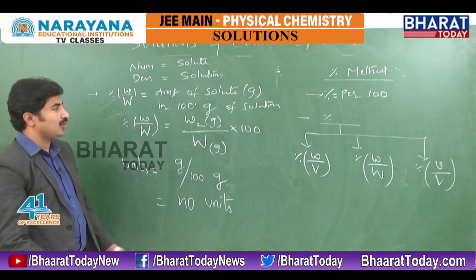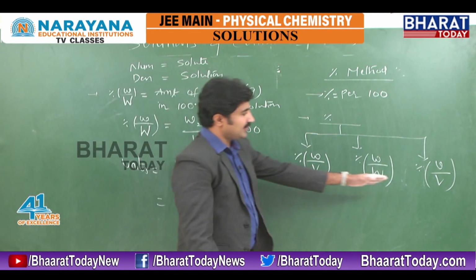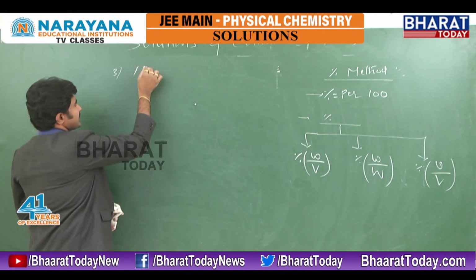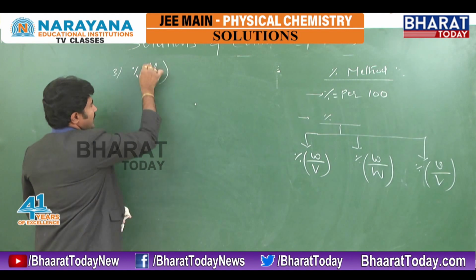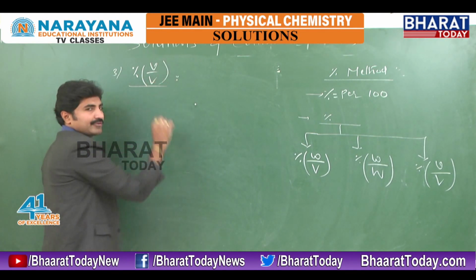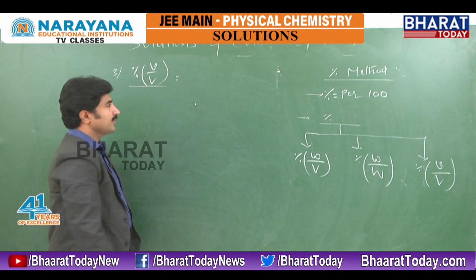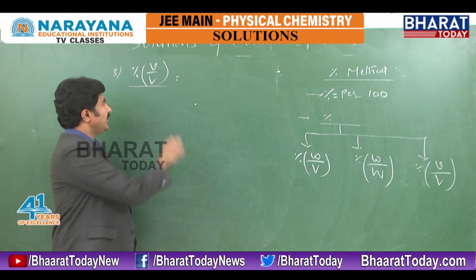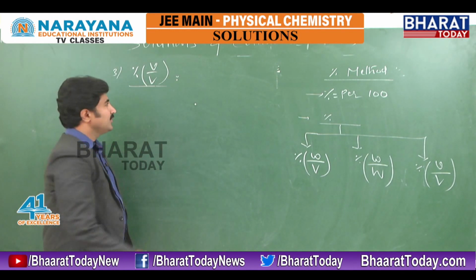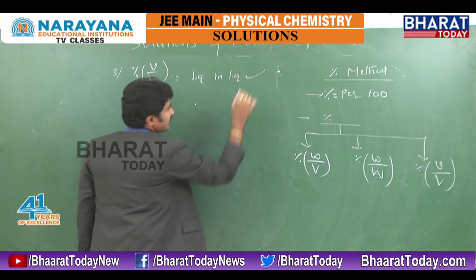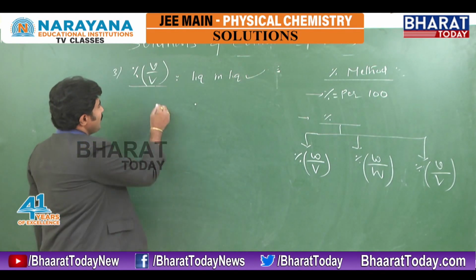Next, percentage volume by volume. The third one is percentage volume by volume. This is used for liquid in liquid solutions, because it is a volume term, the solute is a volume term, and this is also a volume term. It is used in liquid in liquid solutions.